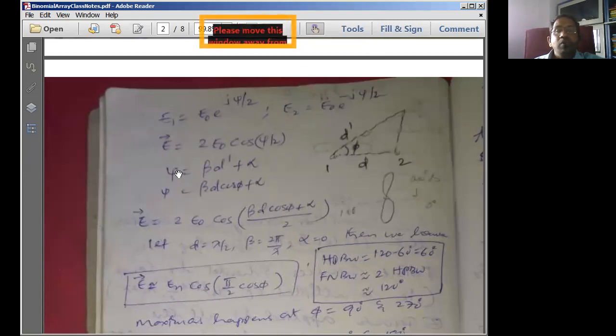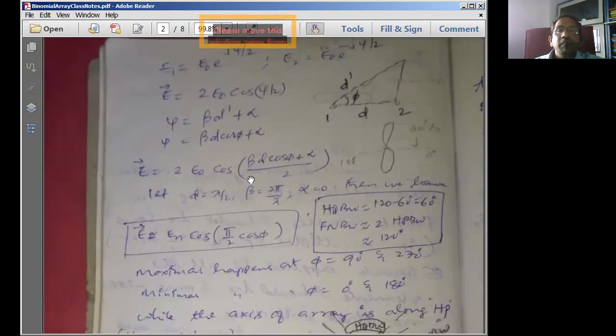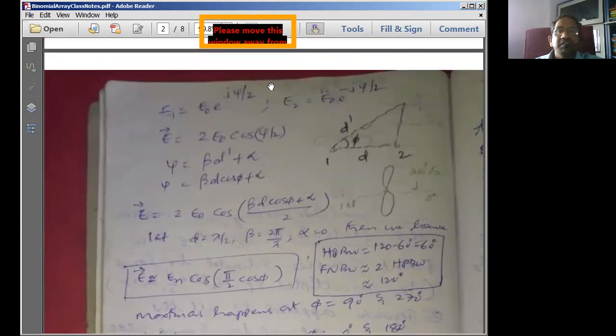The next is the total phase angle is going to be xi. Xi is equal to beta d dash plus alpha, you can write. This d dash is nothing but equal to beta d cos phi, that means the signal component of field 2 can be written in terms of the other field. The total phase angle is going to be beta d cos phi plus alpha. Now usually we take alpha equal to 0, beta is nothing but equal to 2 pi by lambda, and d we have taken as equal to lambda by 2. Okay, so we simply substitute all these parameters in this particular equation.